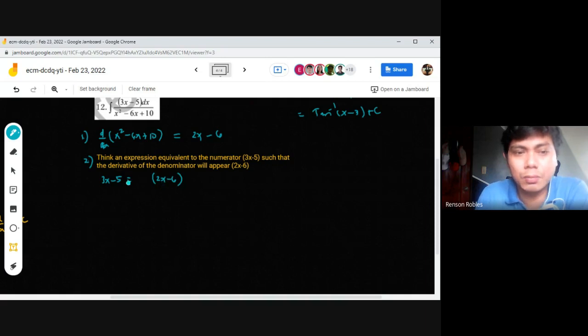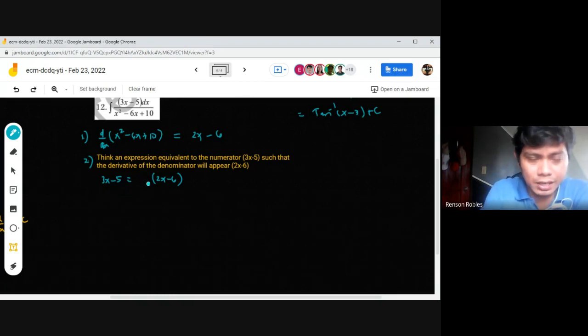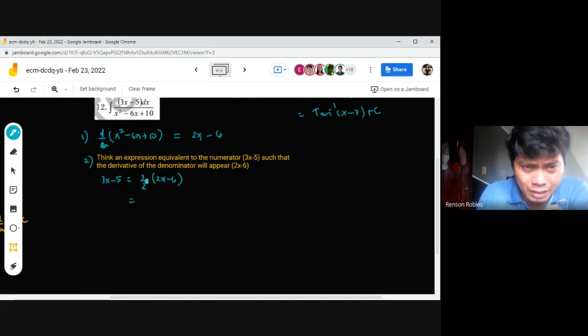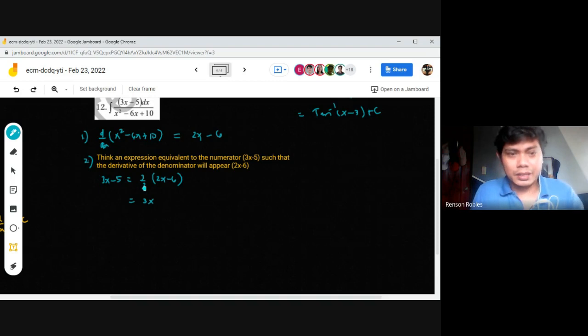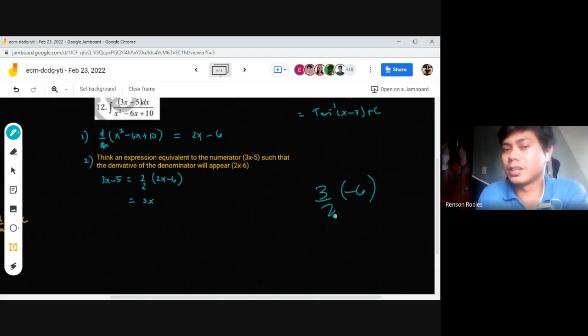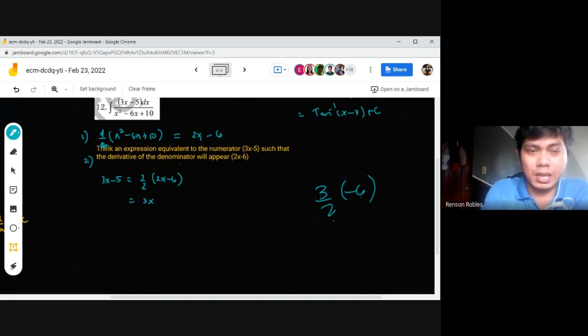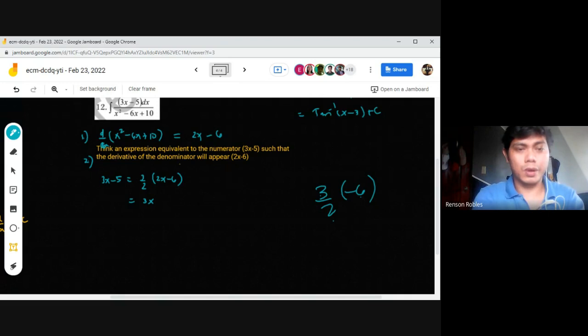To make 2x become 3x, I will multiply this by 3 over 2. So I shall now have 3 over 2 times 2x, which is 3x. And then 3 over 2 times negative 6. That would be 3 times negative 6, which is negative 18, divided by 2, that's negative 9.